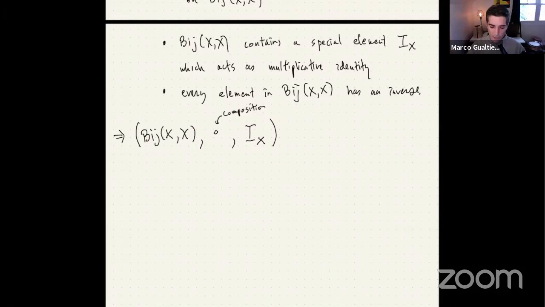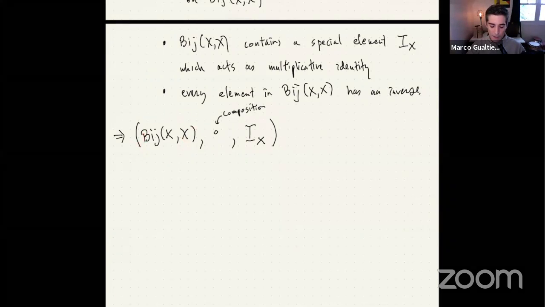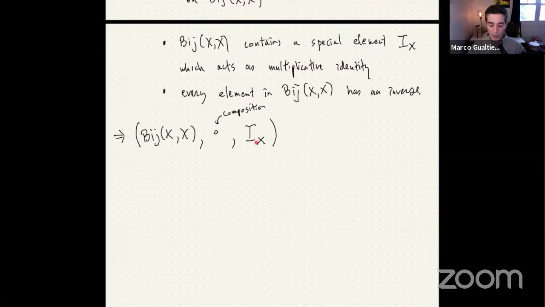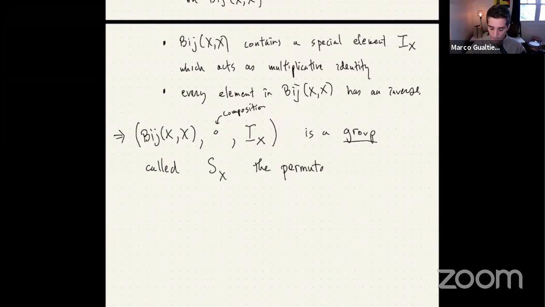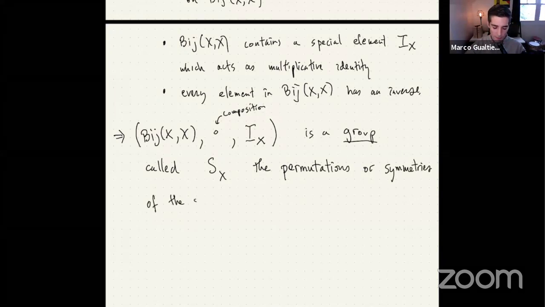I just want to explain that if I consider this set of maps together with this composition and together with this special element, which is the identity, this is called a group. Called S_X. The permutations or symmetries of the set X.